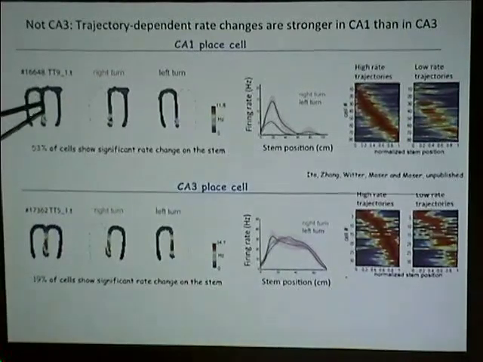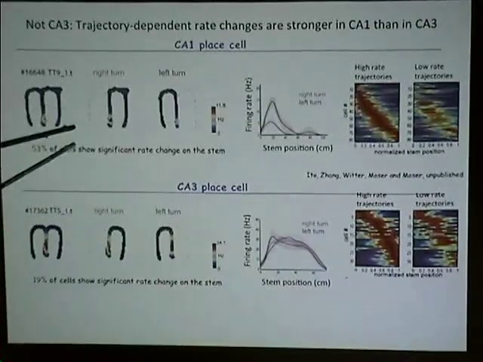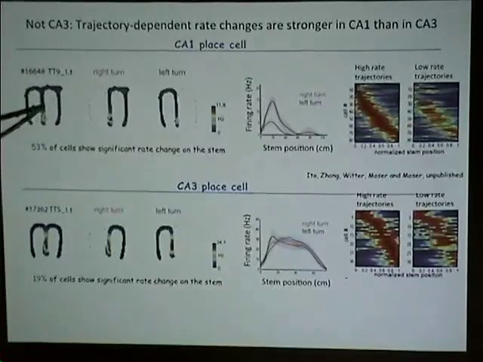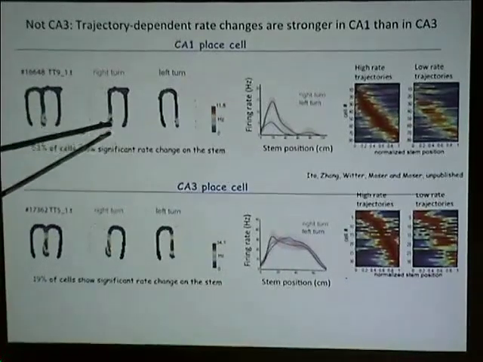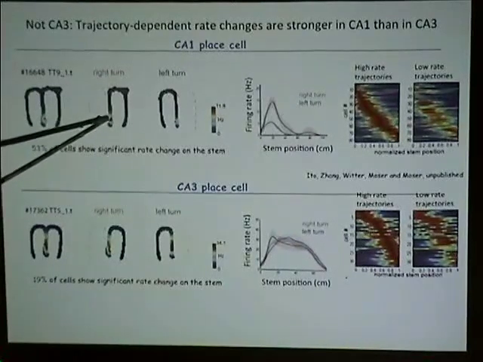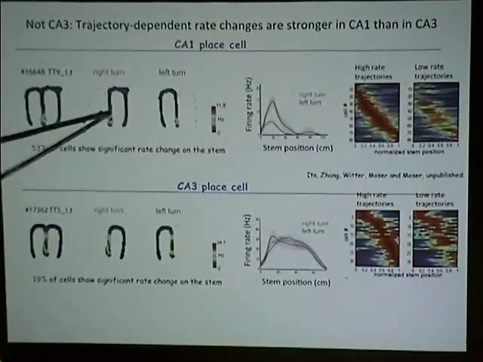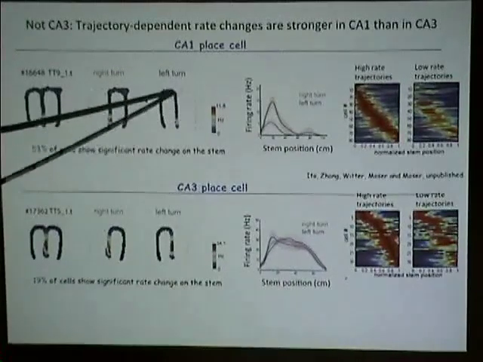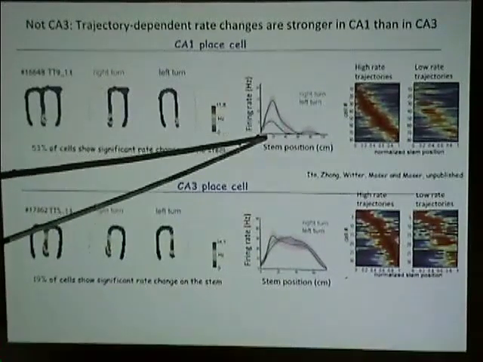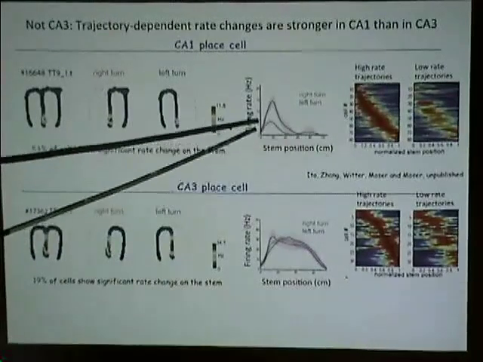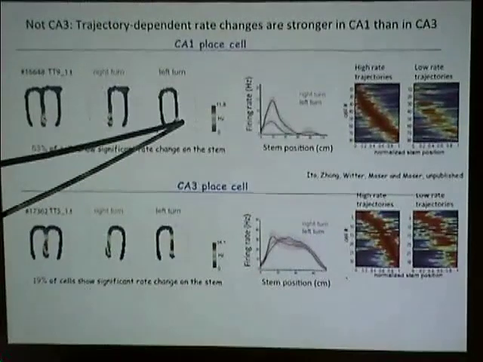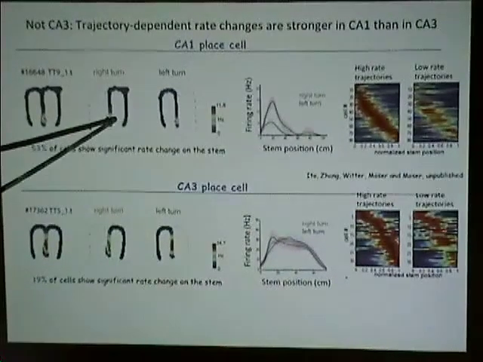There are 2 types of mazes. So in this type of maze, the rat goes like this, and the firing is on the common stem here, and then you can see that that firing is high when it takes a right turn afterwards, but low when it takes a left turn. And this is just plotted against position on the stem, and you can see that it's consistently different on left turns versus on right turns.